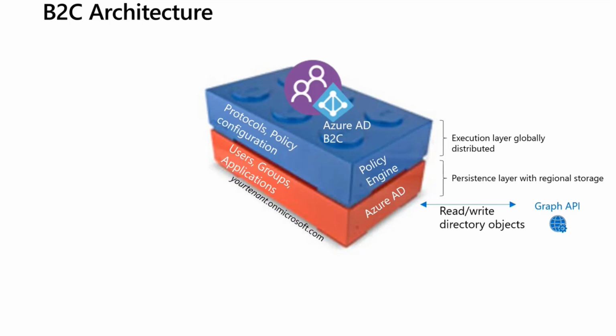And we have the blue piece on top. That is sort of what makes B2C unique, because the red layer is pretty similar to an Azure AD Enterprise tenant. But the blue layer is really what makes it unique, because that is the policy engine. It holds the policy configuration and it knows the protocols and the way we interact with them. This one, you can think of it that it's been executed globally, meaning that it could be executing in a data center where you don't really have the data stored, just to sort of offload to your nearest point of presence.